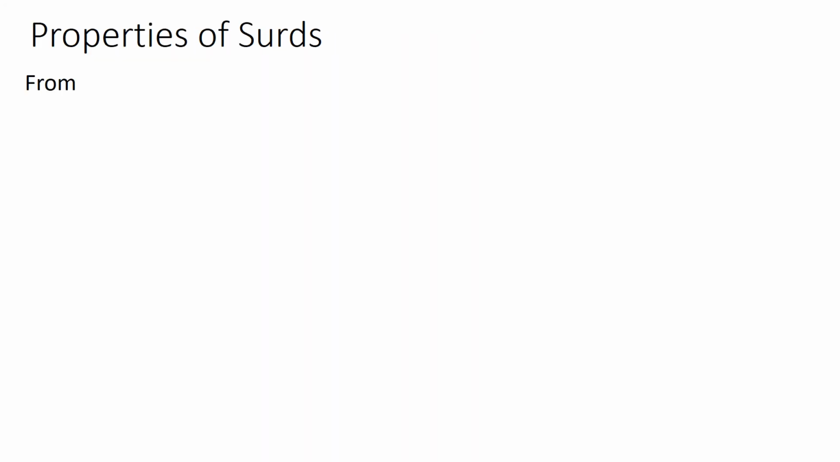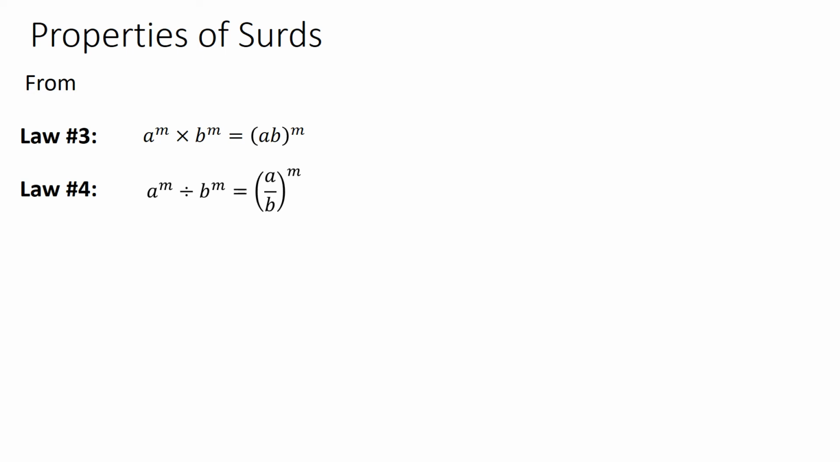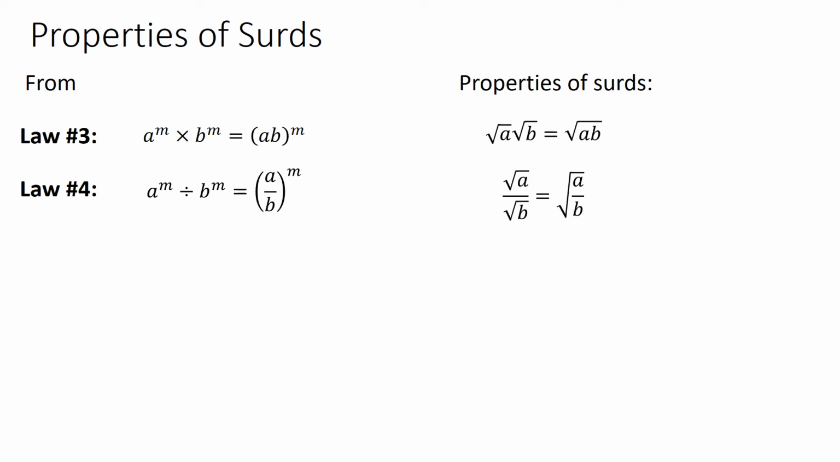Properties of surds. From law number 3, a to the power m times b to the power m equals (ab) to the power m. Law number 4, a to the power m divided by b to the power m equals (a over b) to the power m. From these two laws, we can derive the properties of surds. The first property is surd A times surd B equals surd A times B. The second property is surd A over surd B equals surd A over B, where A and B must be greater than 0.